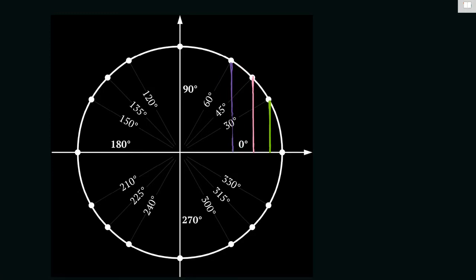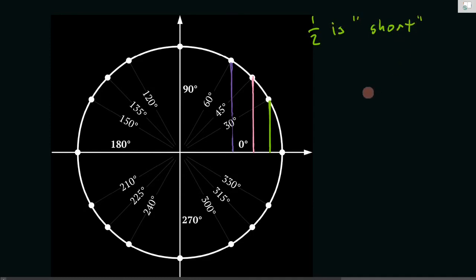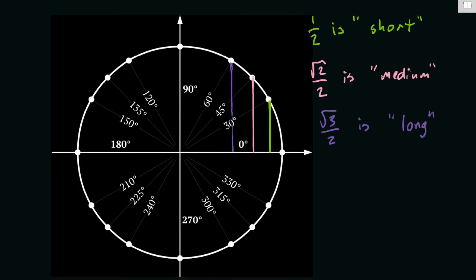And so essentially you can think of this as half is short, root 2 over 2 is medium, and root 3 over 2 is long. And those are really the only special lengths we care about, aside from 0 and 1, right? Because this point on the x-axis itself is (1, 0), and this on the y-axis is (0, 1).